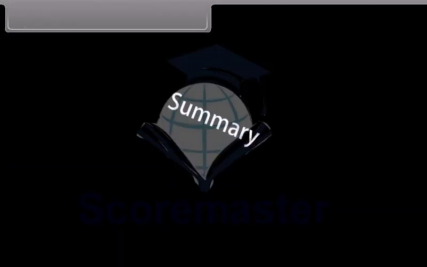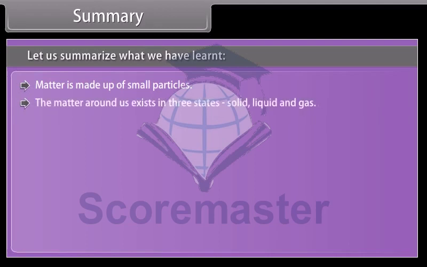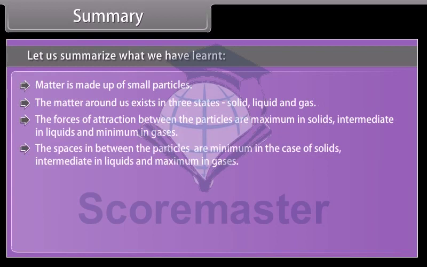Summary. Let us summarize what we have learned. Matter is made up of small particles. The matter around us exists in three states: solid, liquid, and gas. The forces of attraction between the particles are maximum in solids, intermediate in liquids, and minimum in gases. The spaces in between the particles are minimum in the case of solids, intermediate in liquids, and maximum in gases.